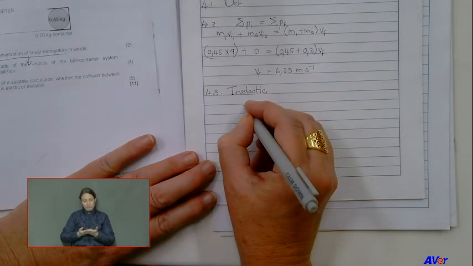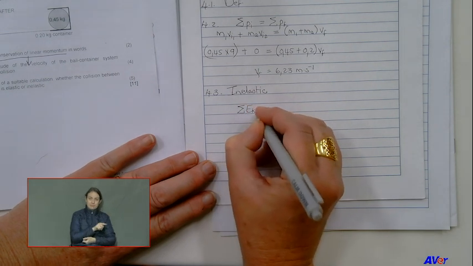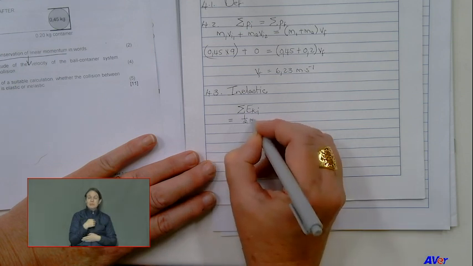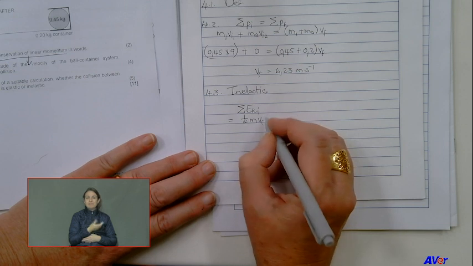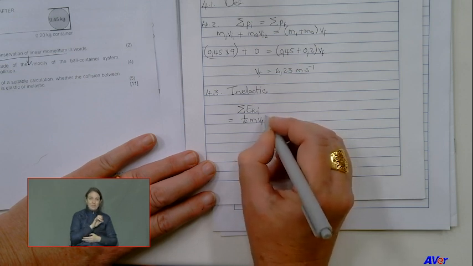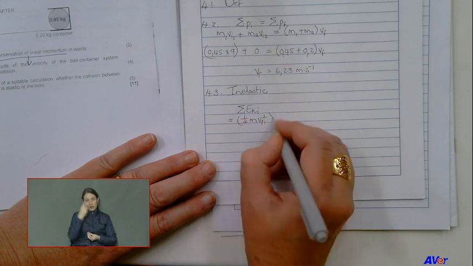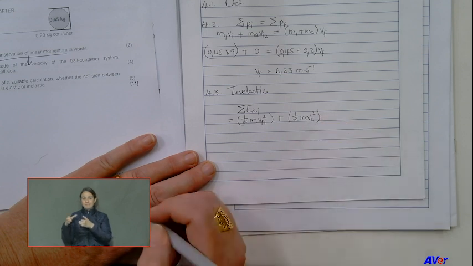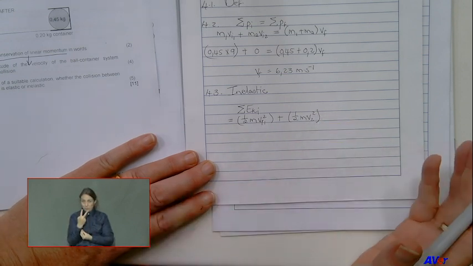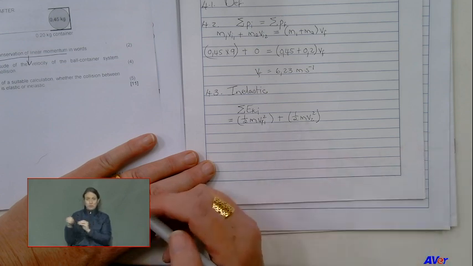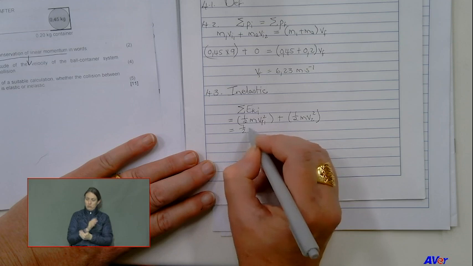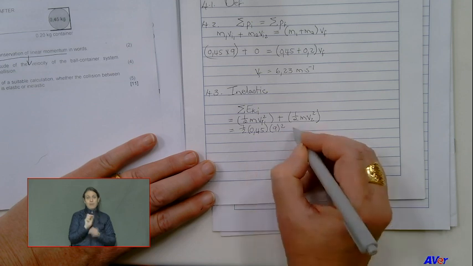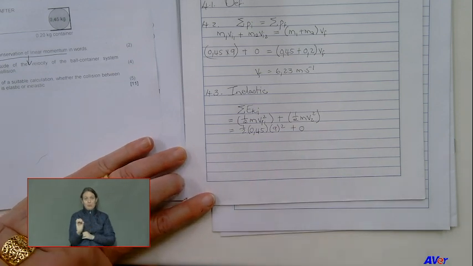So I'm going to say sigma EK initial. That's initial. Now initially I had my VI number 1 squared, that's the 1, and I had the box. So I had 2 objects beforehand. Although one was standing still, it doesn't matter. I had 2 objects before. So I'm going to say it's a half. The mass is 0.45 and 9 squared plus 0 because the one was standing still.